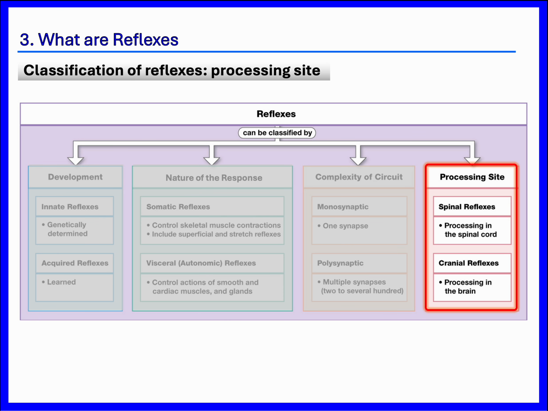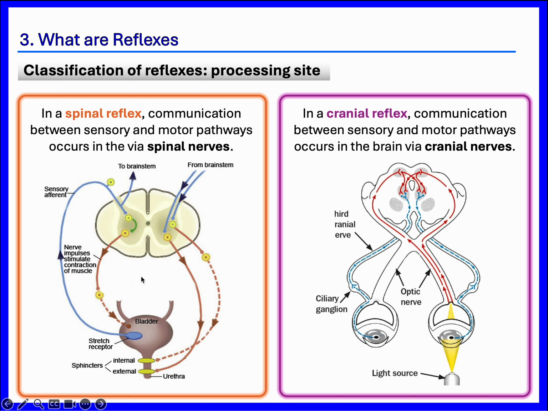Reflexes could be classified according to their processing site. As I told you, if we process things in the spinal cord, right, then we're communicating between sensory and motor pathways via spinal nerves. For example, this is the bladder reflex, right? When you need to pee, you're going to send stretch from your bladder. Nerve impulse will go up. Over here, it'll synapse onto this green interneuron, and then it'll go back down and tell the bladder to contract, right? Once it feels the stretch, it tells it to contract so that you could pee out.